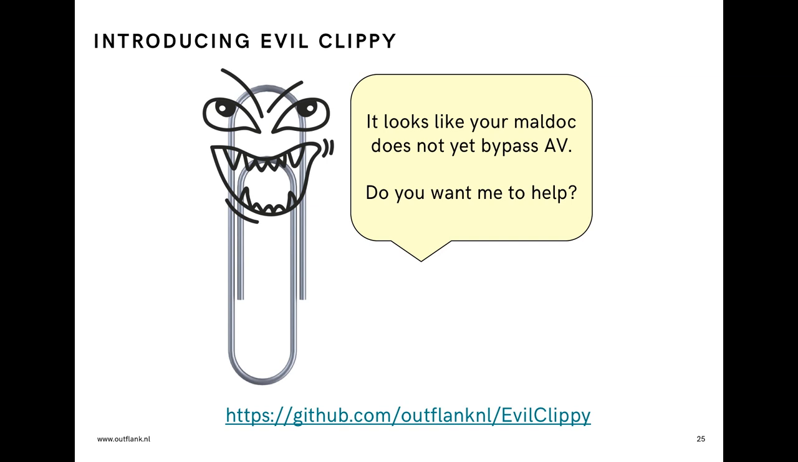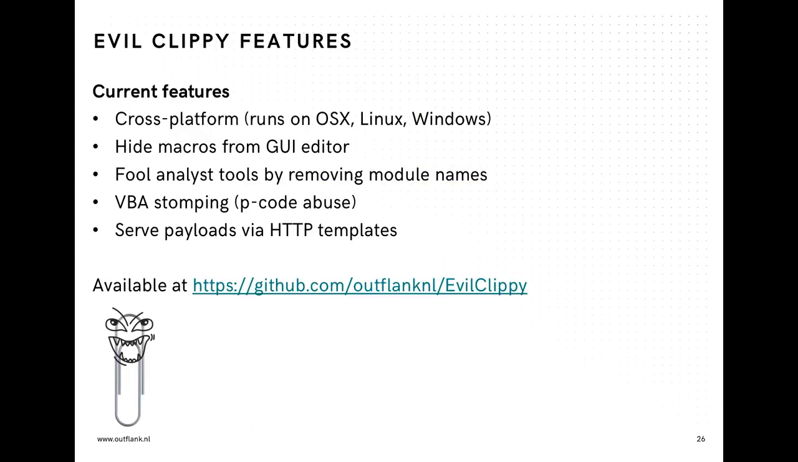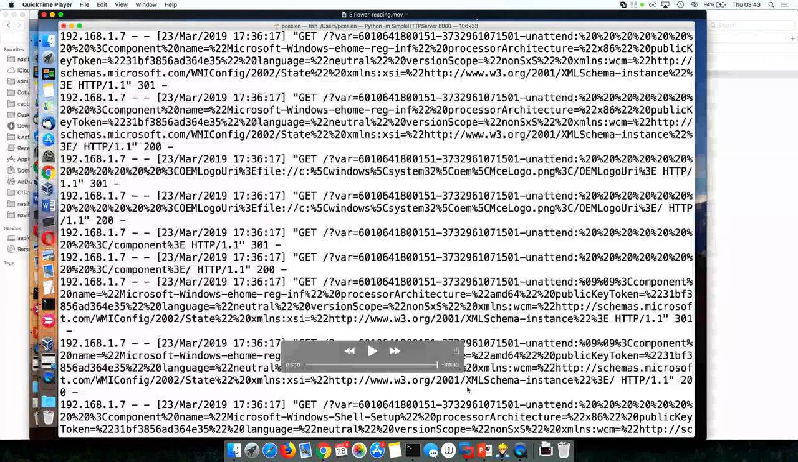So immediately after our presentation, we will upload the code to GitHub. And what Evil Clippy does, it can hide macros from the GUI editor, it can do P code abuse, etc. And I will give you a few demos so that this all makes more sense. Where shall I start? I'm going to start right here.